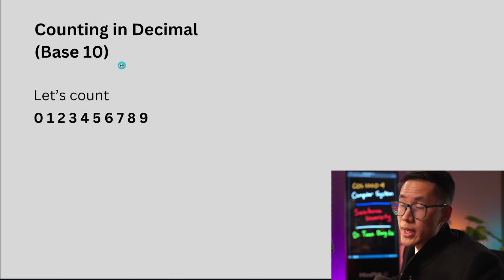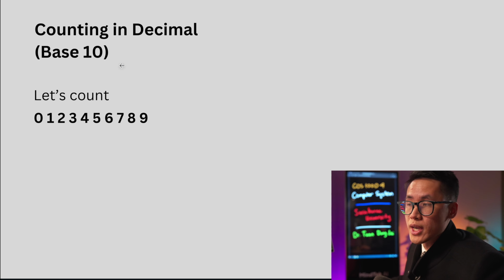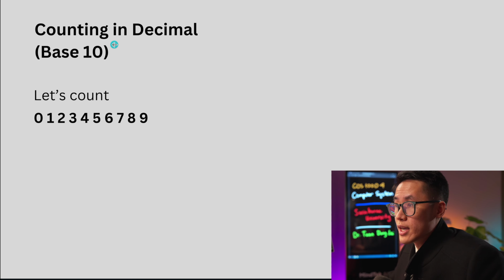Now let's go to base 10, which is the number system that we normally use in day-to-day life. This one is called decimal. Let's count from the beginning. We have 0, 1, 2, 3, 4, 5, 6, 7, 8, 9.